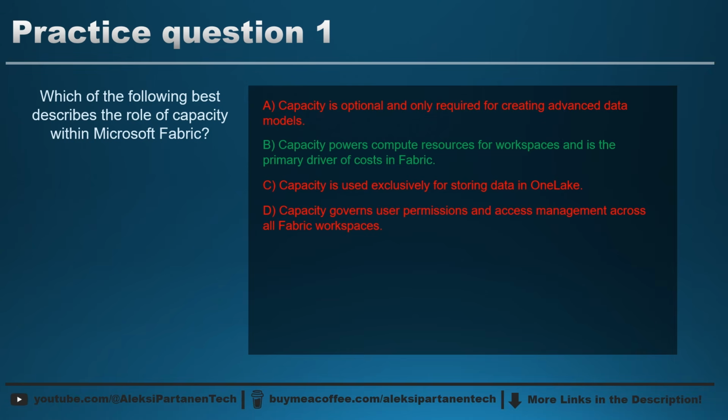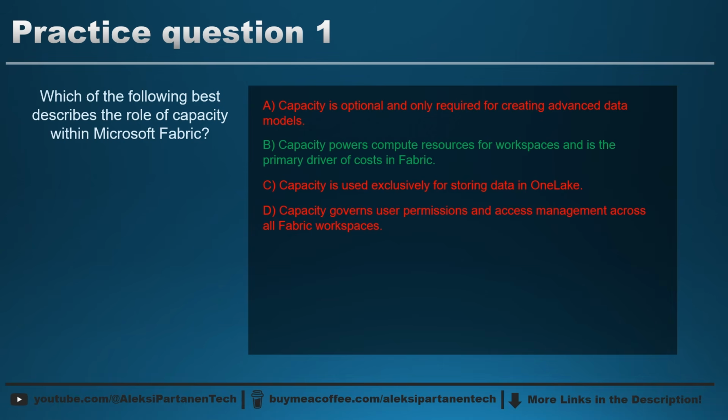C is also incorrect as data in OneLake is stored independently, even though capacity is used for processing tasks related to that data and needed for accessing it. But capacity can be used for other things in Fabric as well that don't access data in OneLake at all. D is also incorrect since Fabric capacity provides mainly compute and not user permissions and access management.